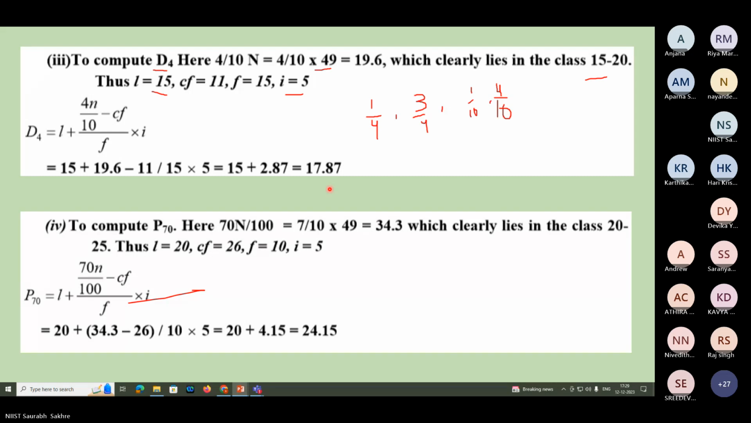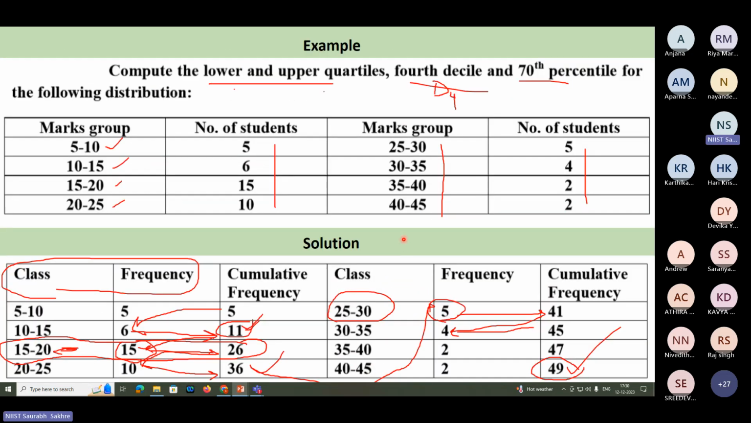Okay. Now we will see P70, because in the question it is also asked to calculate the 70th percentile. So of course, when I'm calculating the 70th percentile, I will do 70 n by 100, right? 70 n by 100. So 49 into 7 by 10 is 34.3. So if I go and see 34.3, it will come in this class, the 20 to 25 class.